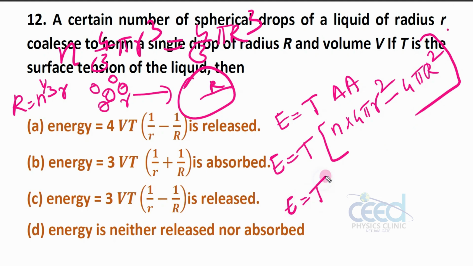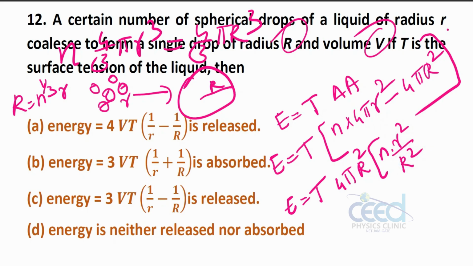That is T into N raised to 1 by 3 r. Then you can take 4 pi capital R square out, because the final big drop has volume V and radius capital R. So we write N into 4 pi r square taken out, then divided by R square, minus 1. Am I right?